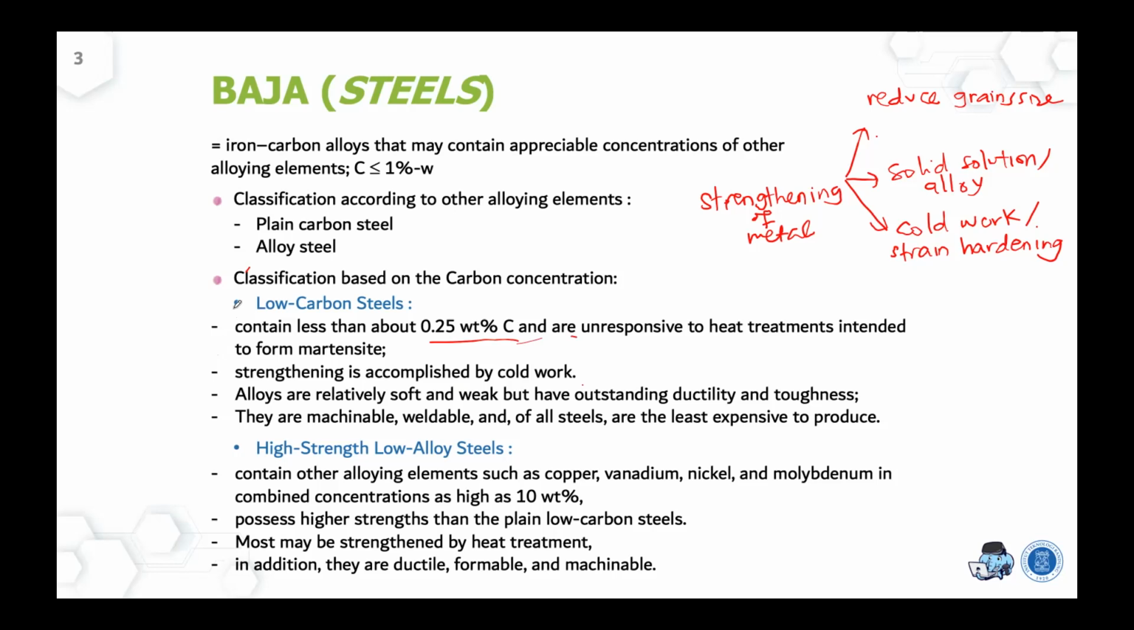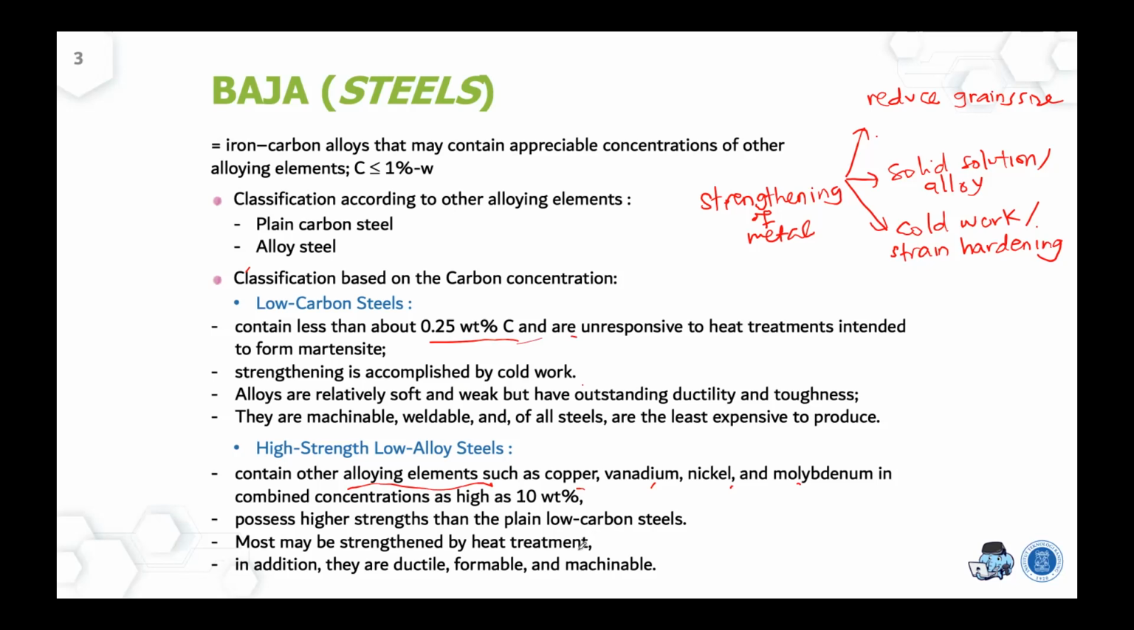It's very common. The second one is high strength low alloy steel. It's also low carbon, but it has been added with some other alloying elements, for example copper, vanadium, nickel, molybdenum, with a concentration up to 10%. So it's high strength low alloy steel.